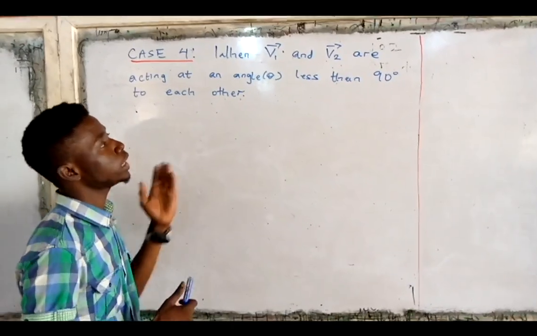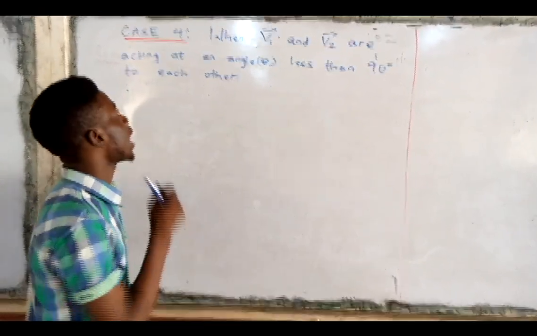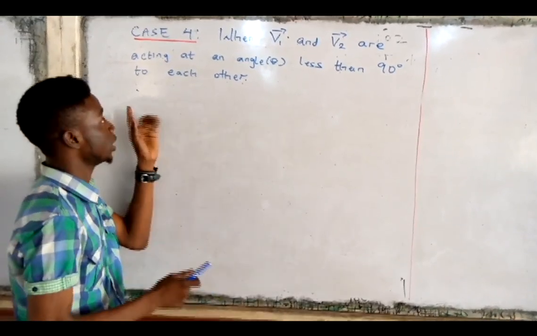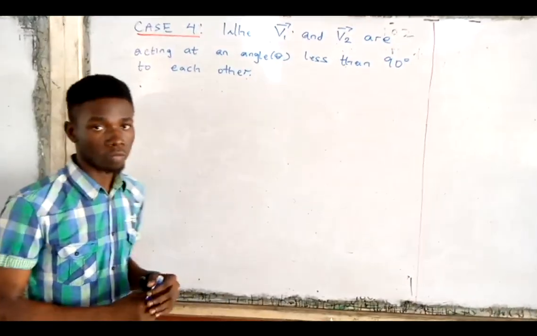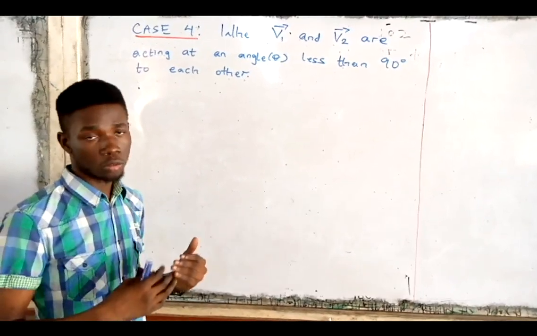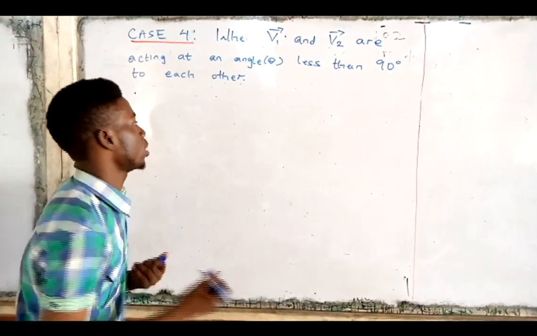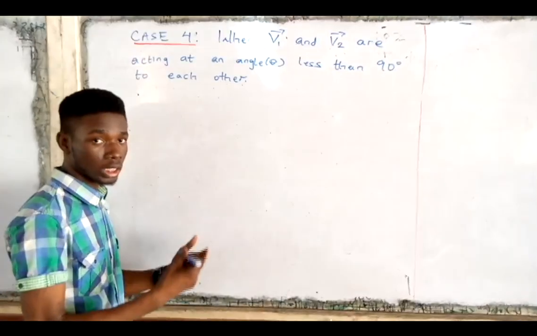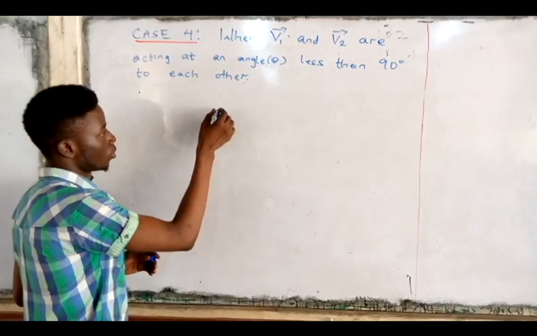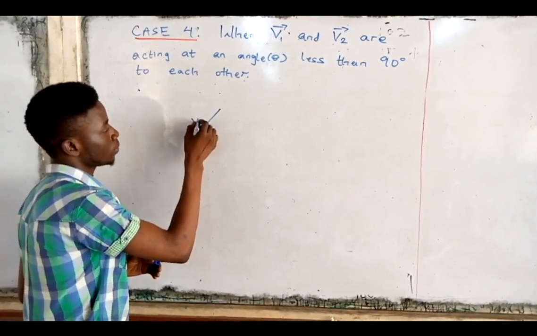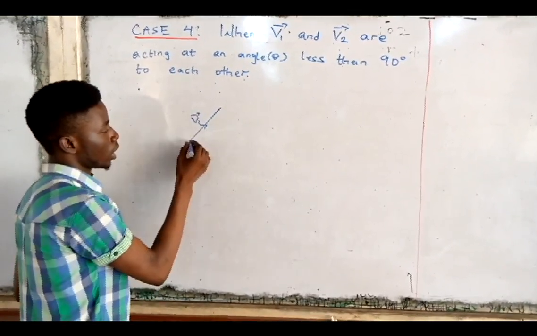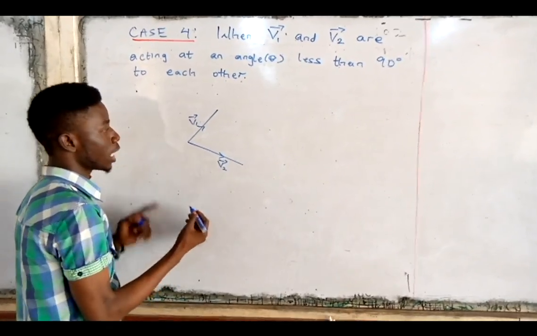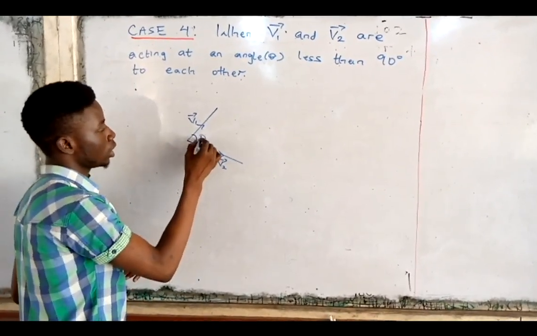Case 4 is when V1 and V2 are acting at an angle theta, which is less than 90 degrees, to each other. Now, I would like us to go together with the process. Since V1 and V2 are acting at angle theta to each other, let us sketch it out. We have V1 and let this be V2, of course, acting at angle theta to each other.